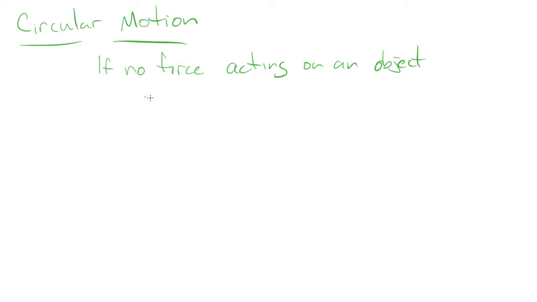So we know that if there's no force acting on an object, then you have no acceleration. If there's no force, there's no acceleration, so you have constant speed. In addition to constant speed, what else do you have if there's no acceleration? Constant velocity implies constant speed, and what else?